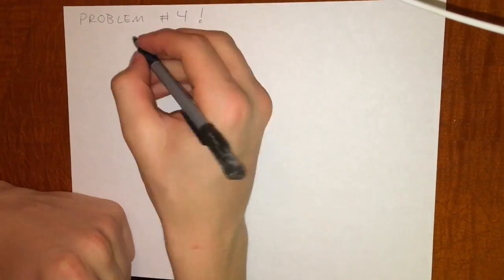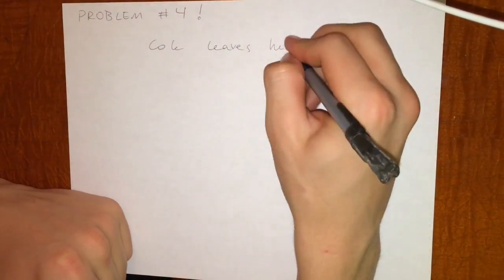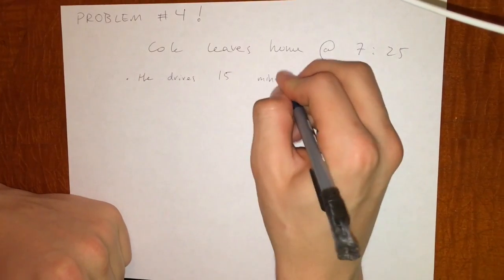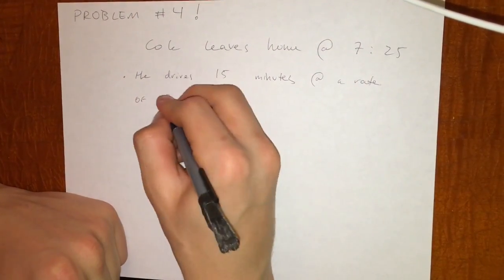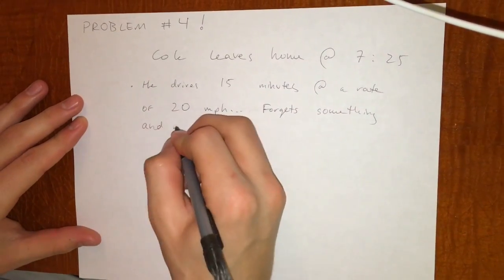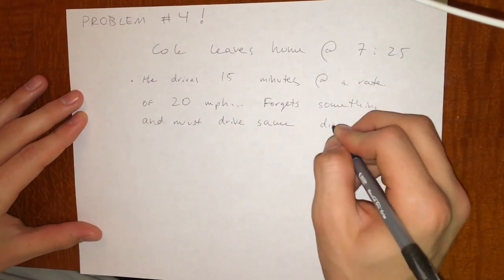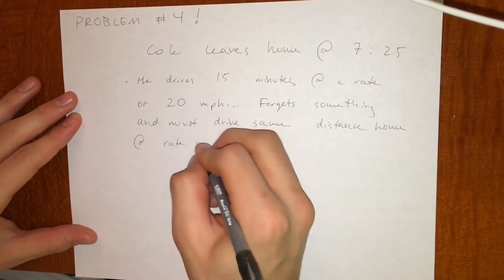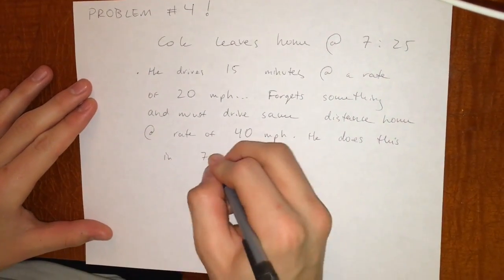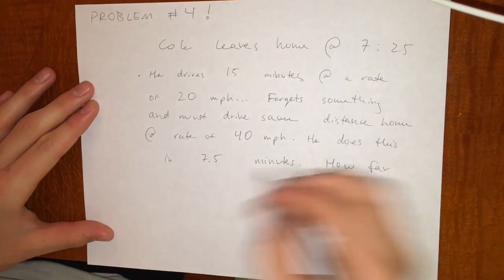For problem 4, we are going to be figuring out the distance. For this example, Cole leaves home at 7:25 in the morning. He drives 15 minutes at a rate of 20 miles per hour. He forgets something and must drive the same distance home, yet he does so at a rate of 40 miles per hour. This means he will do this in 7.5 minutes. How far in total has he driven?